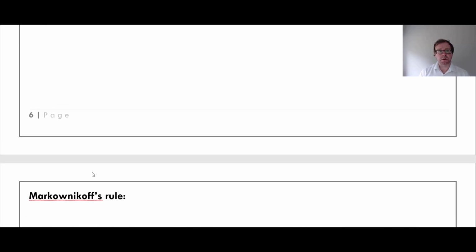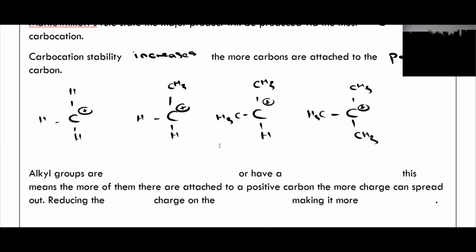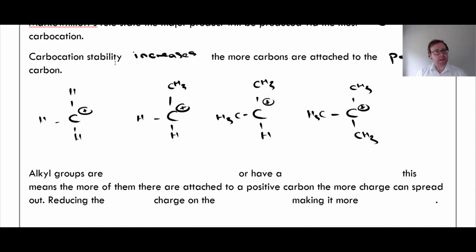Okay. Now when we talk about carbocation, I'll just go back up. This would be my carbocation here. Yeah. So it proceeds via the same mechanism. But both the major and minor products will be produced, but one in more amounts. So here we've said that the carbocation stability increases the more carbons are attached to the positive carbon. So that's positive, positive, positive, positive. So that must mean that the stability increases.